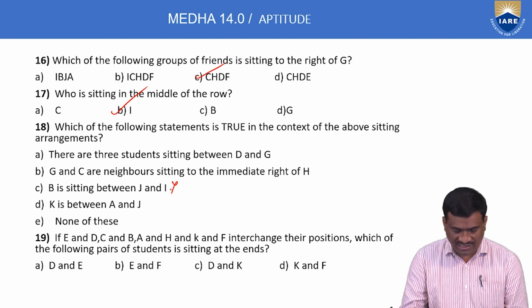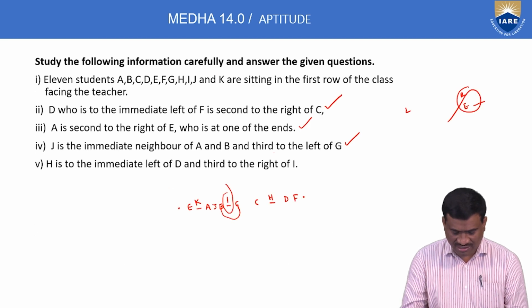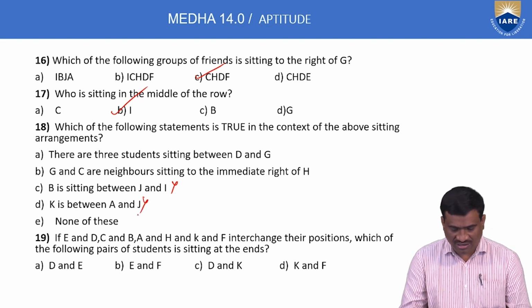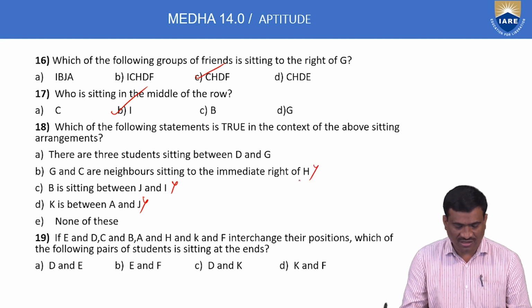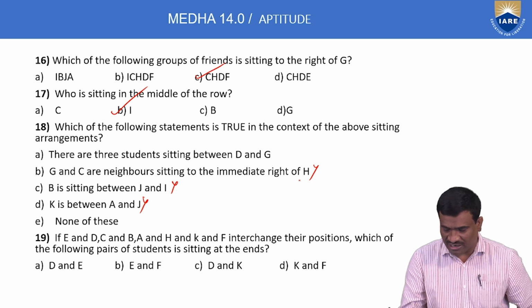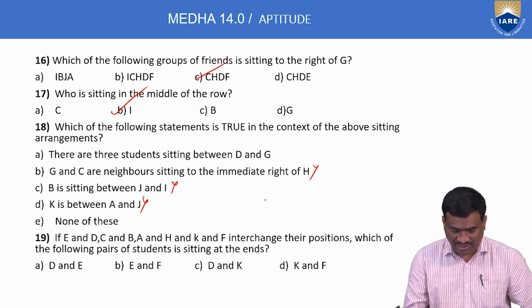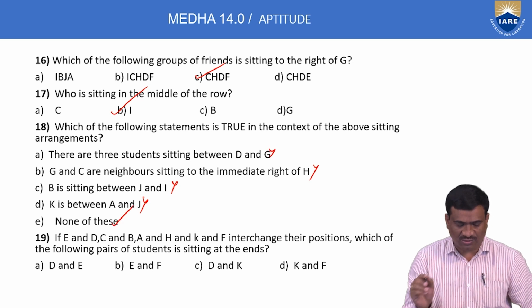K is between A and J. Again not correct. G and C are neighbors sitting to the immediate right of H. Again not correct. There are 3 students sitting between D and G. D and G have only 2 persons between them. Again not correct. So the answer is none of these. Only that is correct.